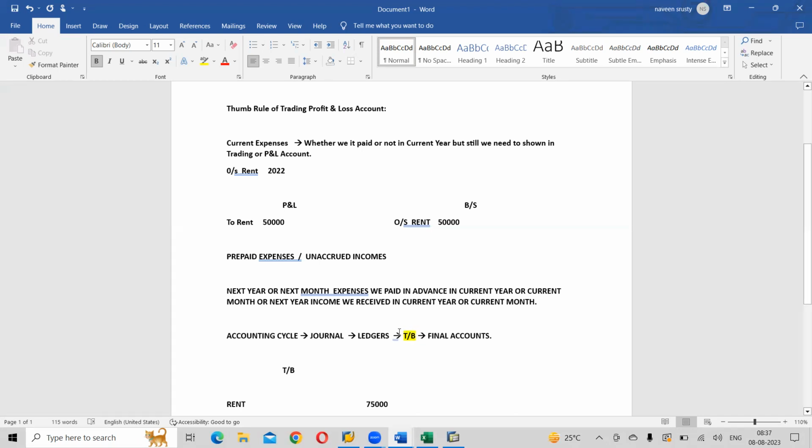Why do we need to prepare a trial balance? What is trial balance? What is the need of trial balance? What are we going to get from trial balance? To know the day-to-day expenses and incomes. But that will come in the journal and ledgers, right?